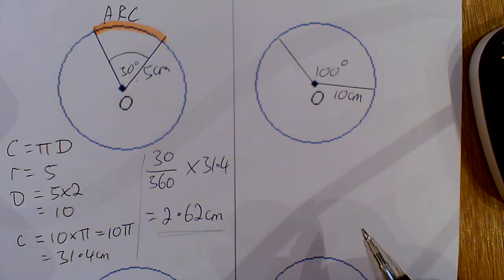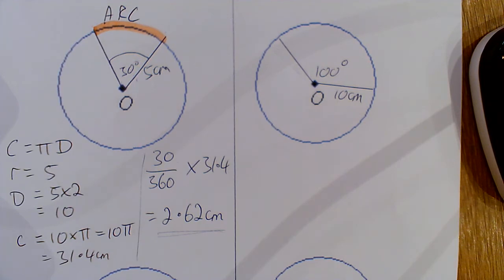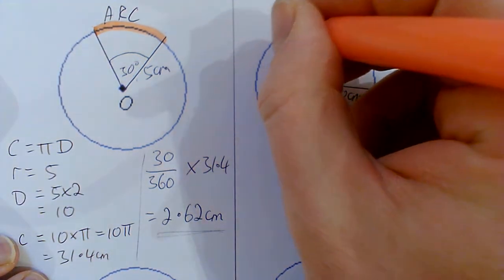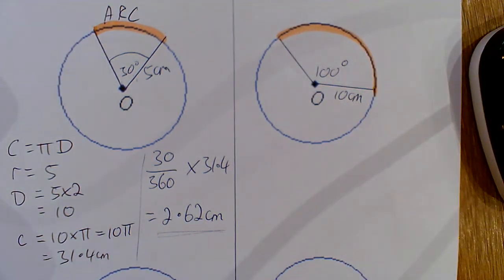Okay, pause the video, try and work out this arc length here. So just before you do, the arc length that you're trying to find is this one, and your angle is 100 degrees.